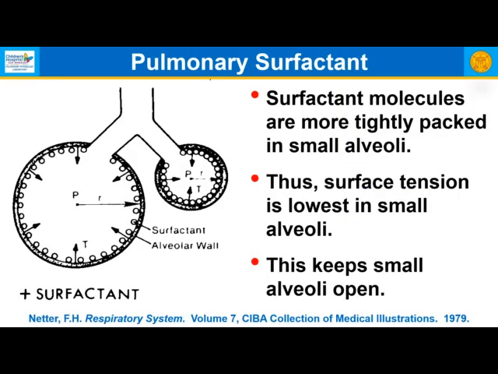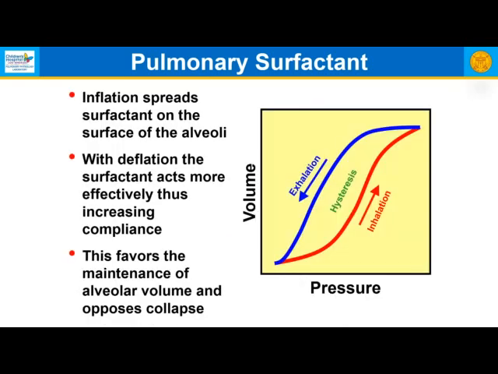Kind of looked at another way, surfactant molecules are more tightly packed in these small alveoli. The surface tension is lowest in small alveoli, and this keeps small alveoli and large alveoli open. The great equalizer here. So inflation, it turns out, spreads surfactant on the surface of the alveoli. With deflation, surfactant acts more effectively, thus increasing compliance. And this favors the maintenance of alveolar volume and opposes collapse.